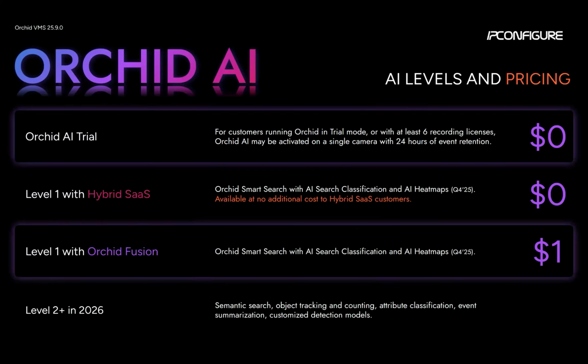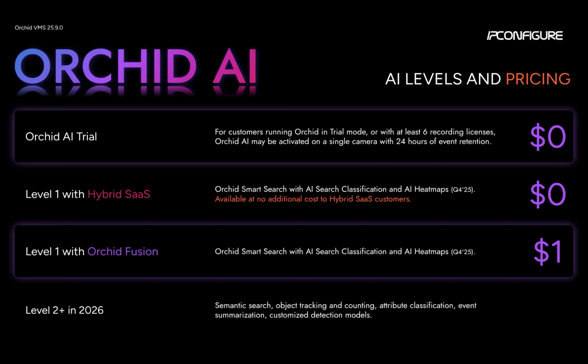Now, in terms of pricing, Orchid AI is available at no additional cost to all of IP Configure's Orchid hybrid customers. So if you're using our cloud services, you get access to this Orchid AI search capability, what we're calling Level 1 AI, at no additional cost. It does require a new license. That's sort of a back-end detail. So over the next 10 business days, we'll be rolling out updated AI licenses to all of our customers that have NVRs within our hybrid services. We'll also be scheduling time with you to talk with our operations team about your AI deployment strategy, make sure that your servers can handle the number of AI streams that perhaps you'd like to activate.